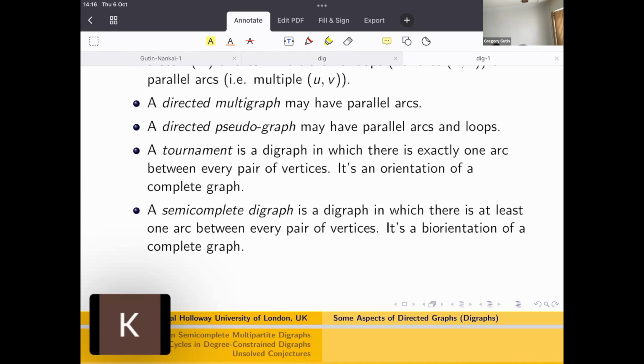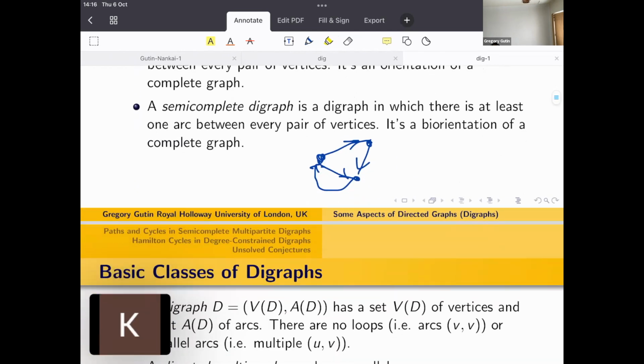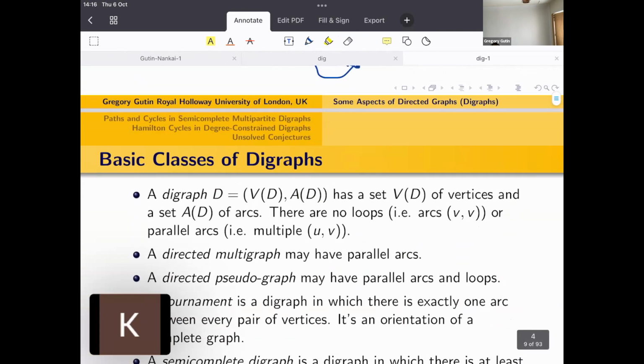bi-orientations of a complete graph. What is a bi-orientation? You take, say, three vertices, and you can have arcs like before, but then you're allowed to have arcs going in the opposite direction. Here you see there are two arcs going in the opposite direction, which means it's not a tournament, it's a semi-complete digraph. Not much difference, of course, but you will see that there is a difference. And every tournament, of course, is a semi-complete digraph.